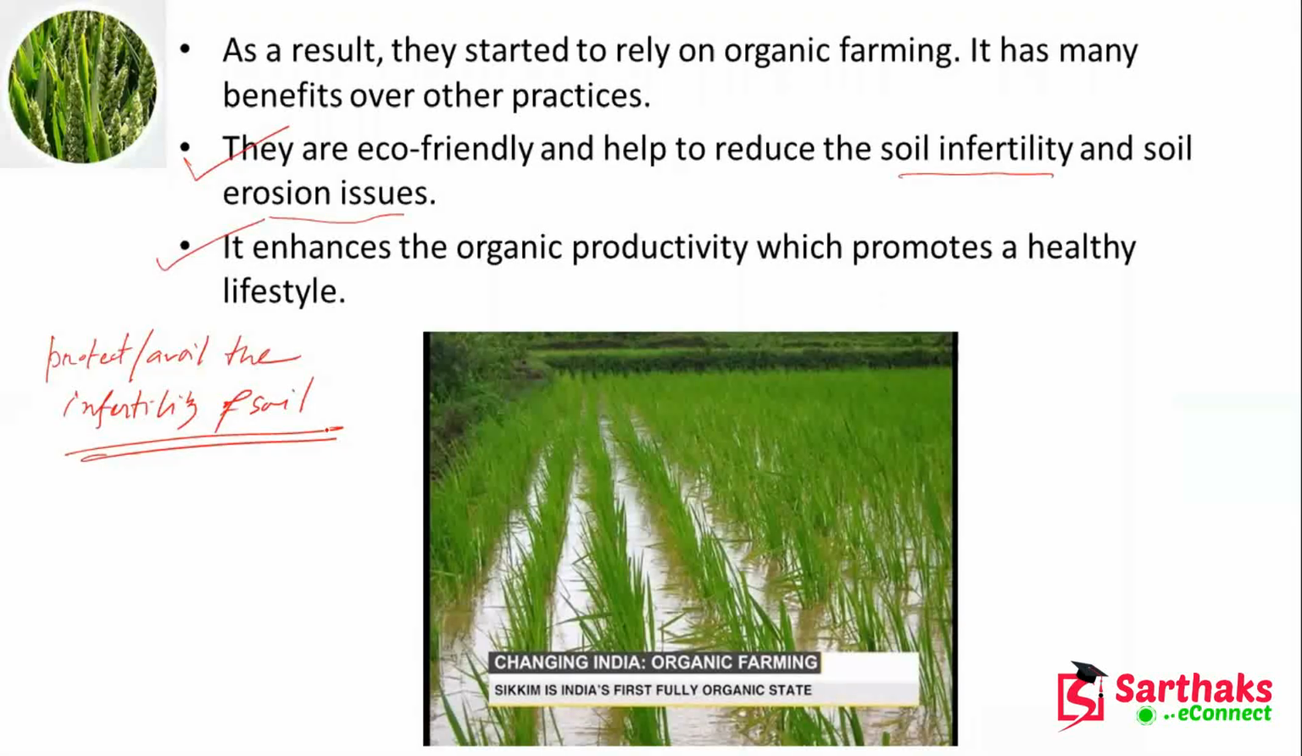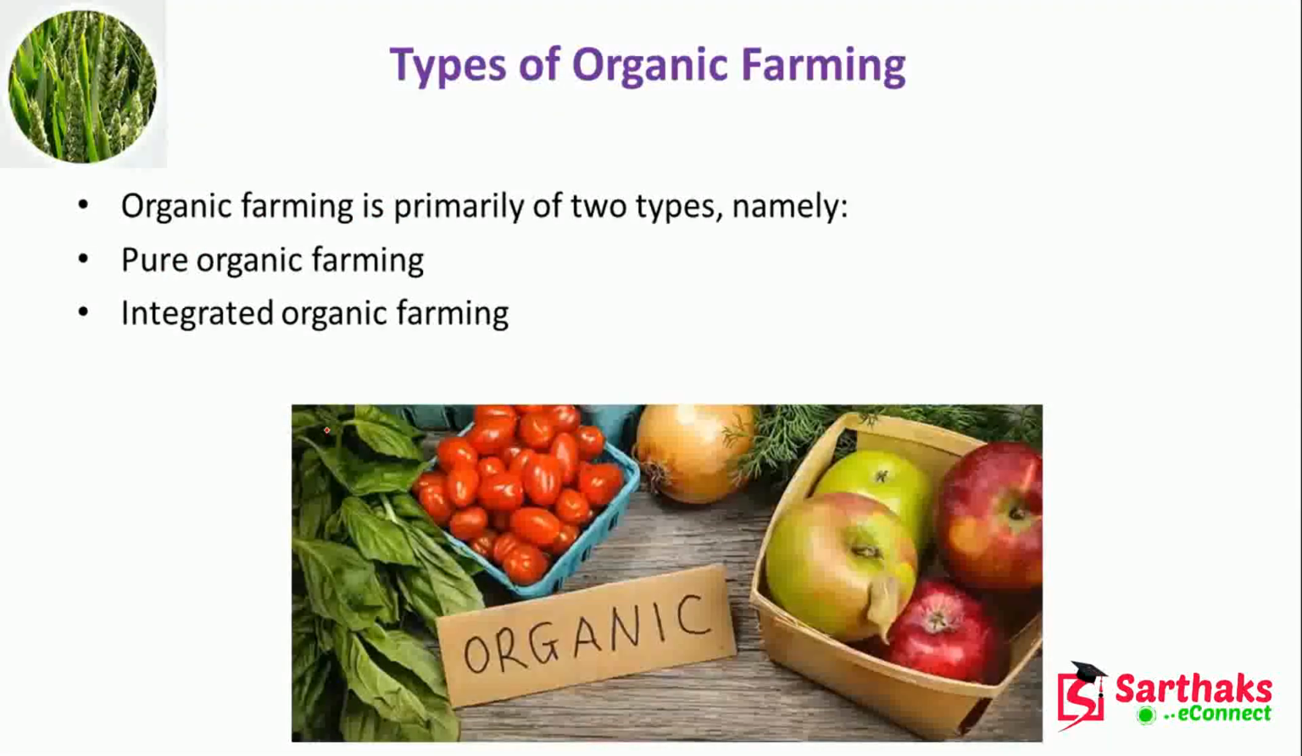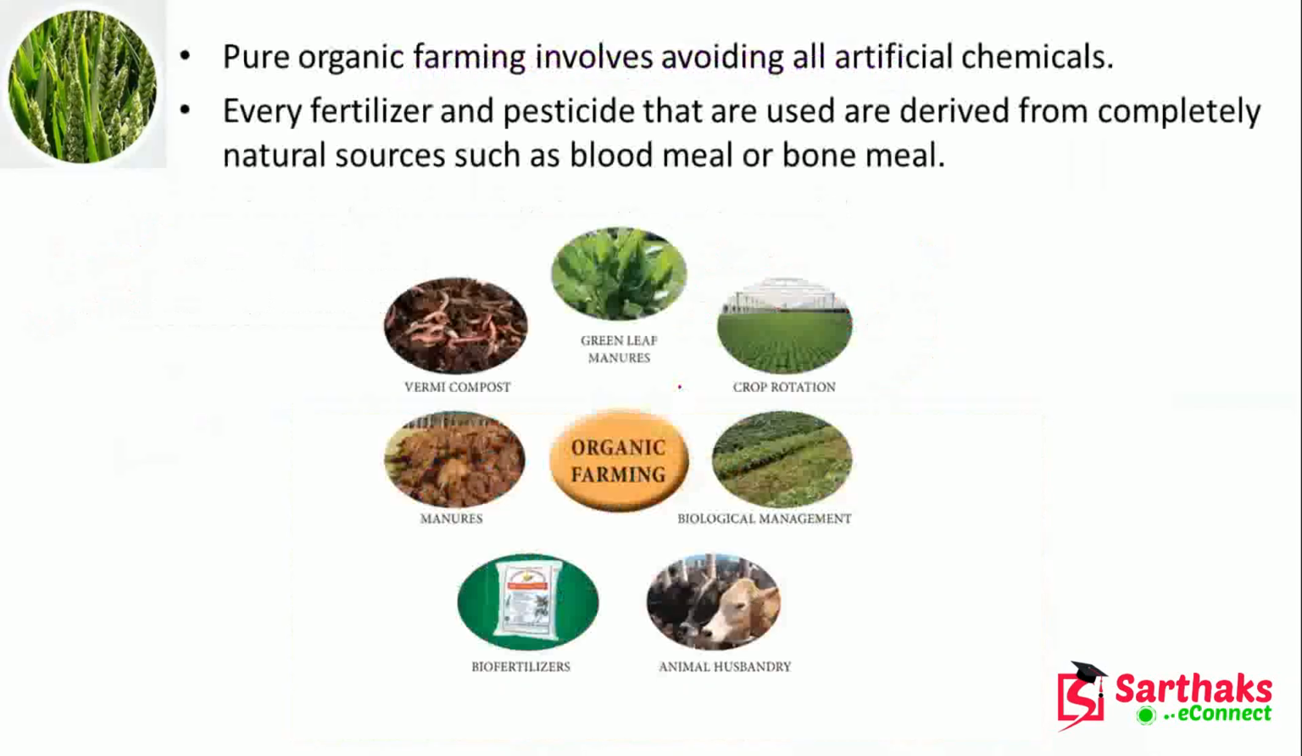And a healthy lifestyle also. Now, types of organic farming. Here there are two types: pure organic farming and integrated organic farming. One is pure, one is integrated organic farming. Okay. Now, pure organic farming involves avoiding all artificial chemicals.